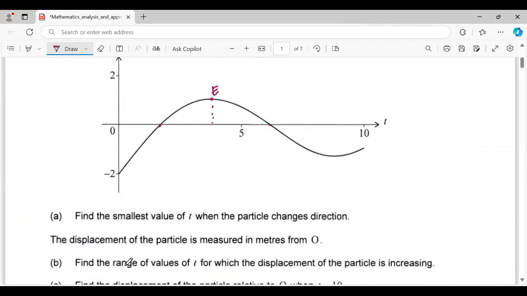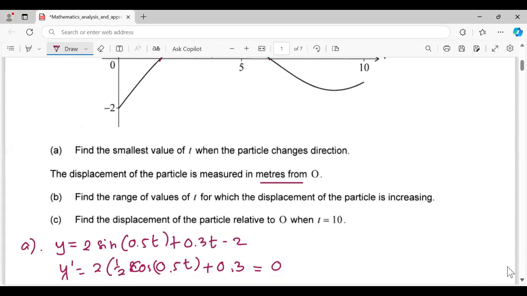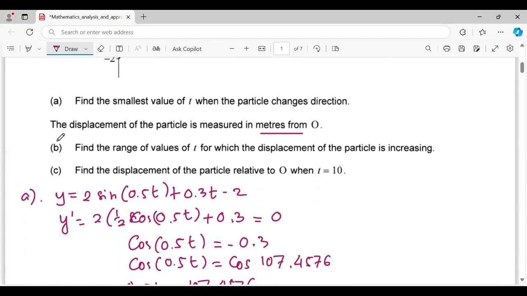Okay, based on this information, the displacement of the particle is measured in meters from O. So the unit is meter. Find the range of values of t for which the displacement of the particle is increasing.